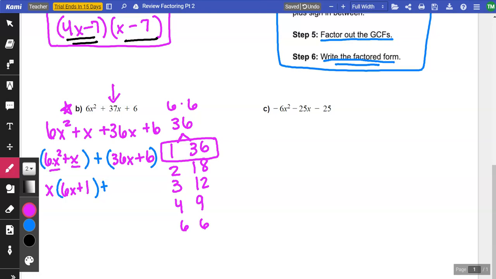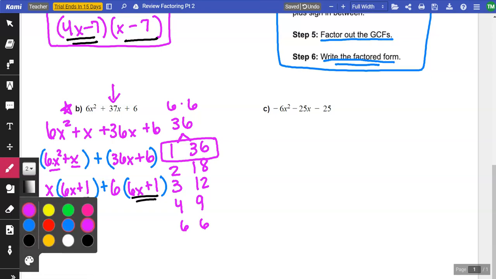So that checks out. And then 36x plus 6, what do these two terms have in common? A 6, so we're going to factor that out. What's left? Well, 6 times 6x would be 36x, and then 6 times 1 would be 6, so 6x plus 1. And then check it out. Our two sets of parentheses match. So that is going to be our first factor, 6x plus 1.